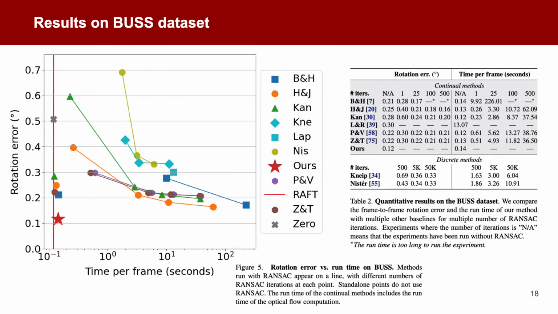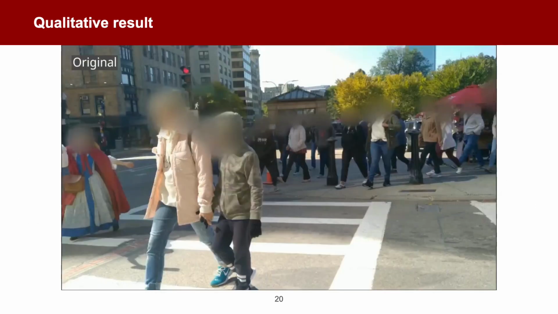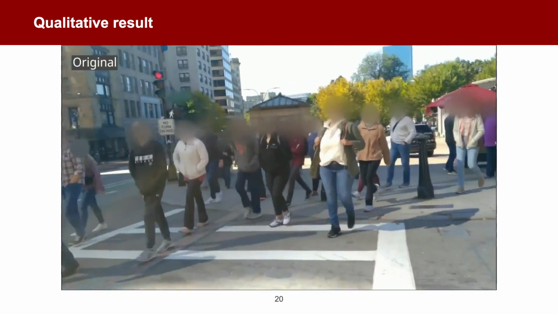We compare our proposed method on the BUS dataset with other methods using RANSAC. We show that our method is more than 50% more accurate for similar runtime. We also evaluate our method on the IRS-TV sequence, which is a sequence taken from a handheld camera but with few moving objects. As expected, in the absence of moving objects, our robust method has similar performance to other top methods. We can qualitatively evaluate our results by using our rotation estimates to stabilize videos.